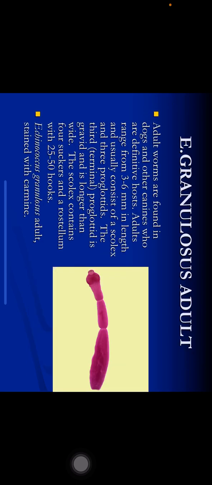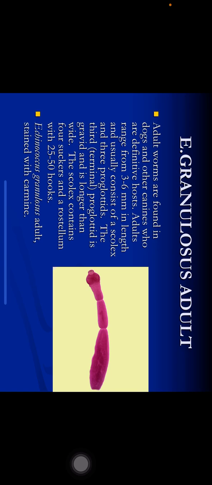Echinococcus granulosus adult worms. The adult worms are found in dogs and other canines, who are definitive hosts. Adults range from 3 to 6 millimeters in length and usually consist of a scolex and 3 proglottids. The third or terminal proglottid is gravid and is longer than wide. The scolex contains 4 suckers and a rostrum with 25 to 50 hooklets.